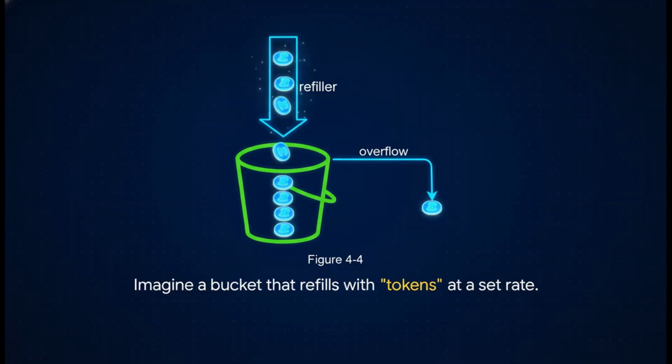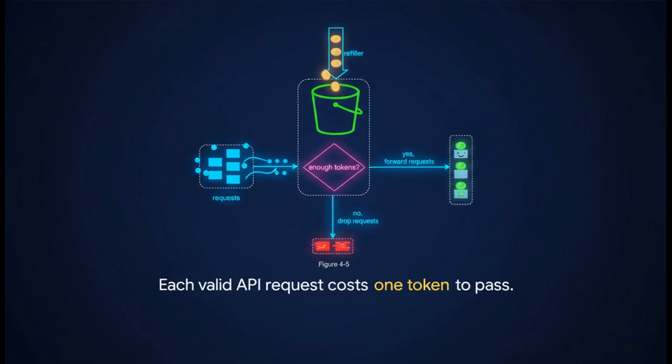It's called the token bucket algorithm, and the idea is surprisingly simple. Just imagine a bucket, okay? It has a fixed size. Then you have this other process, a refiller, that is constantly dripping new tokens into this bucket at a steady, predictable rate. Say, 2 tokens every second. Now, if the bucket is already full, any extra tokens just overflow. They're lost.